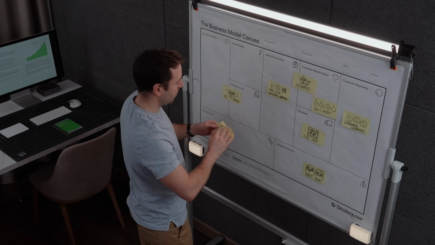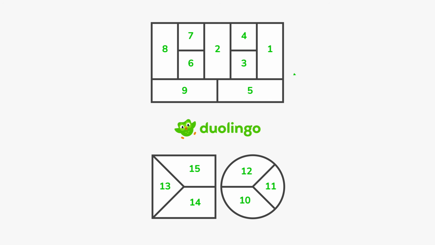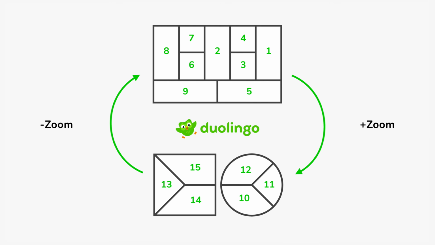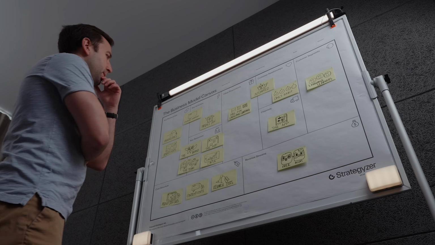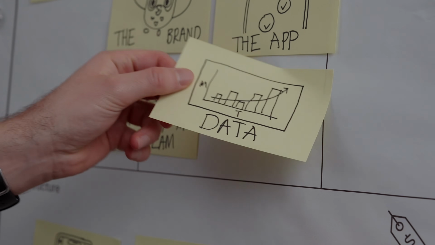I've spent hours and hours studying Duolingo's business model. And you know what? It's smarter than you might think. So in this video, I'm going to break it down into 15 building blocks using the business model canvas and the value proposition canvas, so you can see it clearly and decide what parts of it you want to take and apply to your own company.